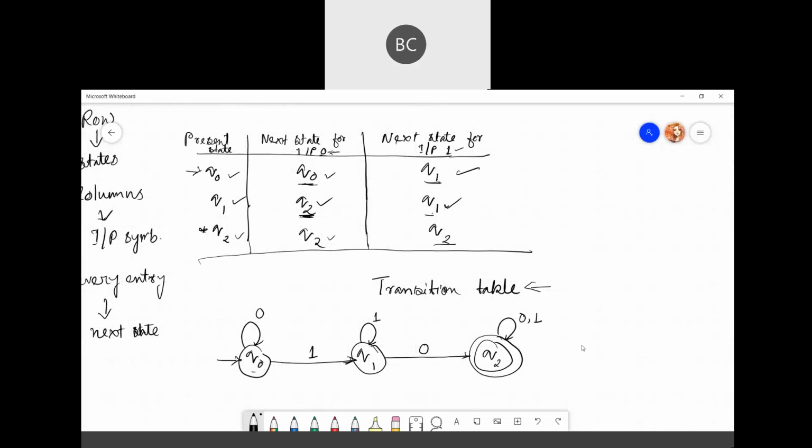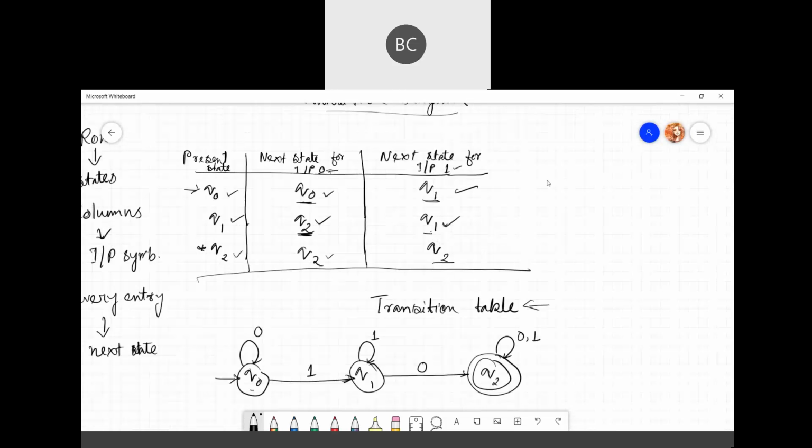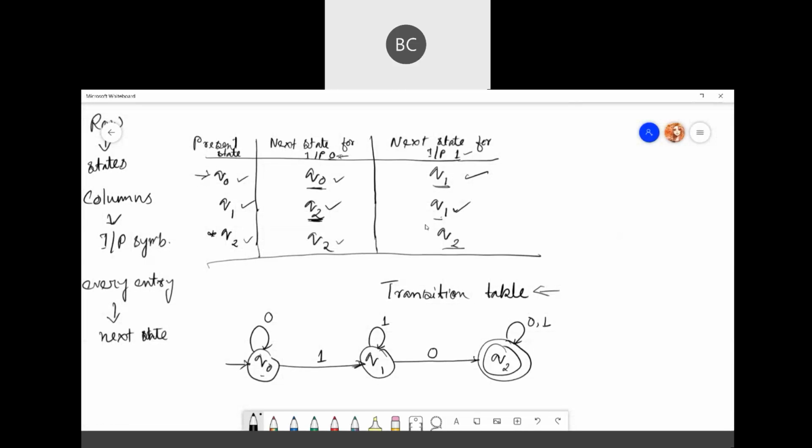टेबल से डायग्राम बनाओ, नहीं तो डायग्राम से टेबल बनाओ. All you have to know is what the present state is and what the next state is. टेबल में तो सब कुछ दिया ही रहेगा. So from the table it is very easy to draw the diagram, and from the diagram also it is very easy to draw the table actually. Table से diagram draw करना is very easy. सब कुछ दिया ही हुआ है. You just need to follow.